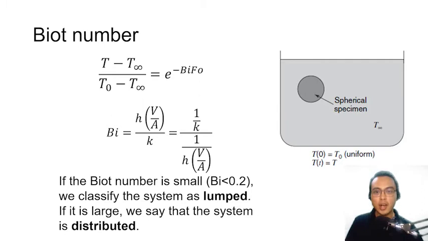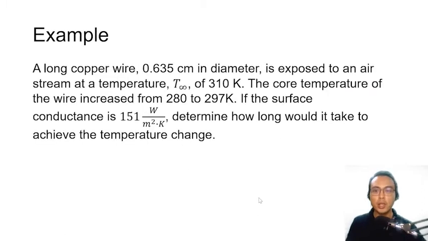Let's start with an example of a lumped system. A long copper wire, 0.635 centimeter in diameter, is exposed to an airstream at a temperature T of 310 Kelvin. The core temperature of the wire is increased from 280 to 297 Kelvin. If the surface conductance is 151 watts per square meter per Kelvin, determine how long it would take to achieve the temperature change.